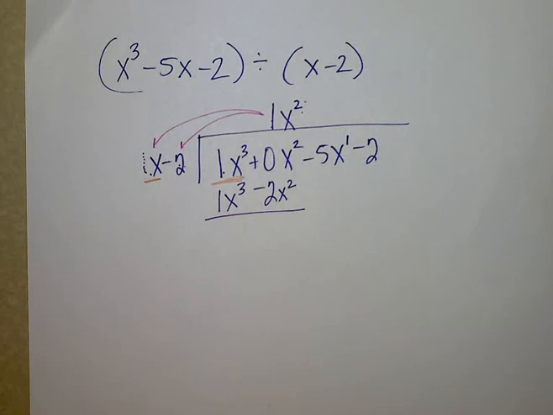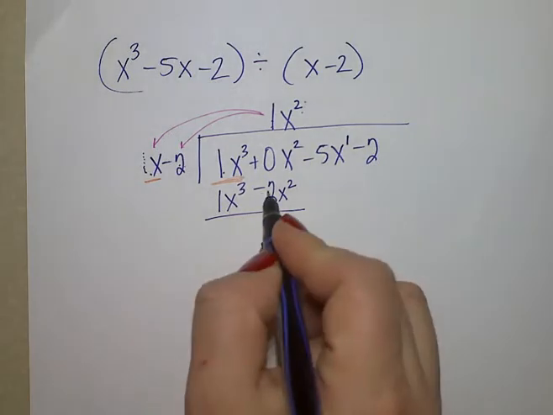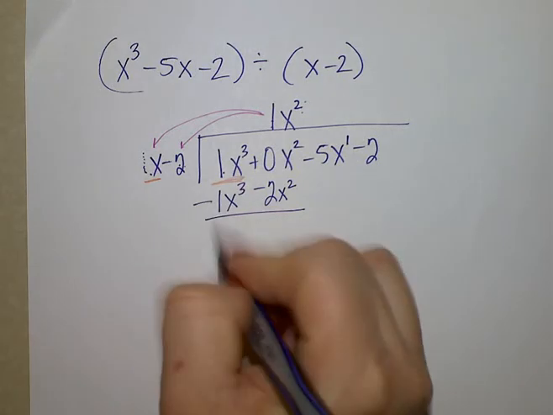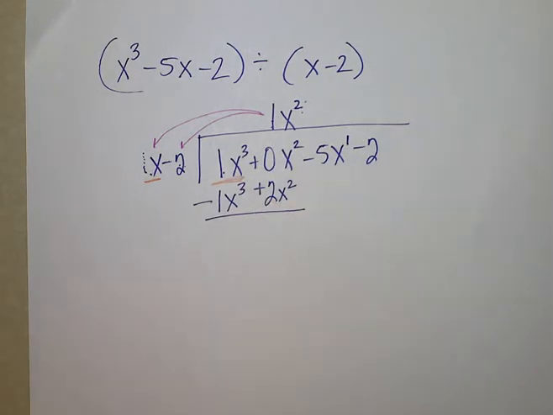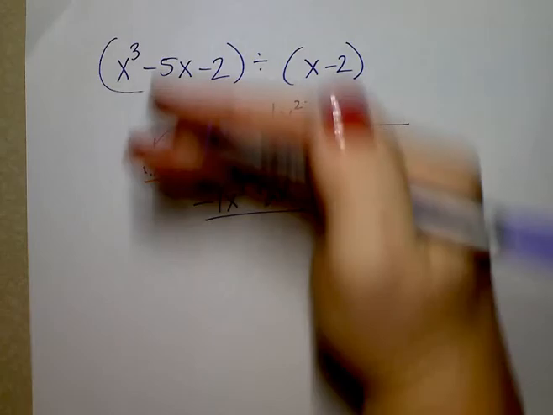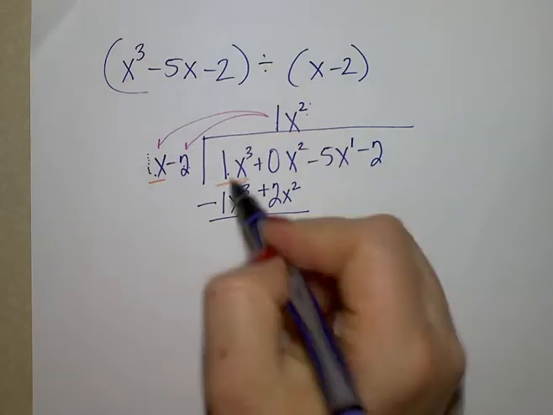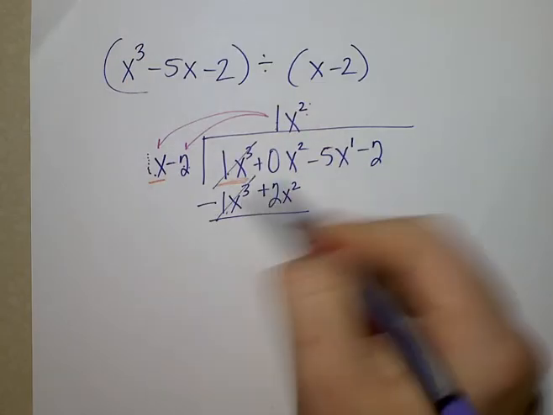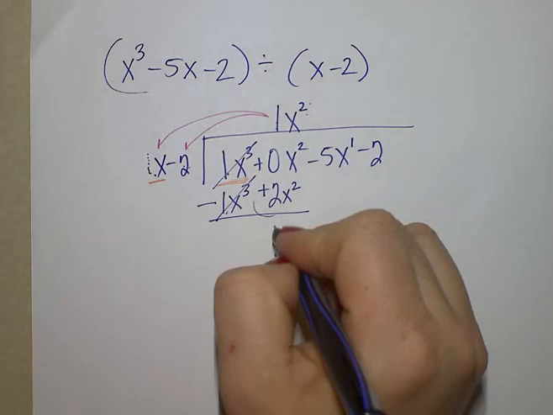Now in the second level here, I'm going to change the signs. This was positive, it becomes negative. This was negative, it becomes positive. And now I'm going to combine downward. These two cancel out. I'm doing that right. And these two combine to give you 2x squared.